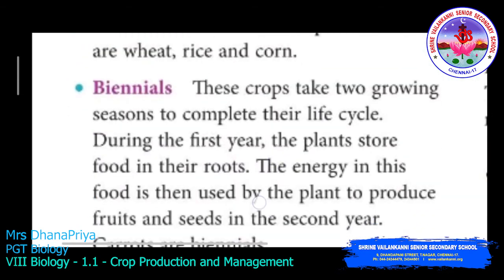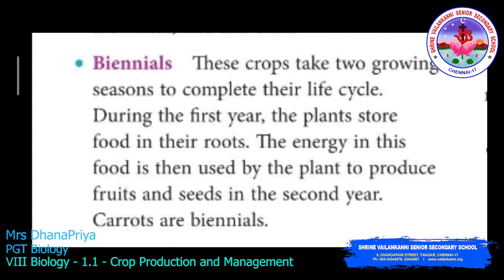Next we move on to biennial. These crops need two growing seasons to complete their life cycle. Bi means 2, so the plant requires 2 years to complete the life cycle. First season growth results in a small rosette of leaves near the soil surface. During the second season, there is stem elongation, flowering and seed formation, followed by the entire plant dying. So after 2 years, that particular plant will be dead.